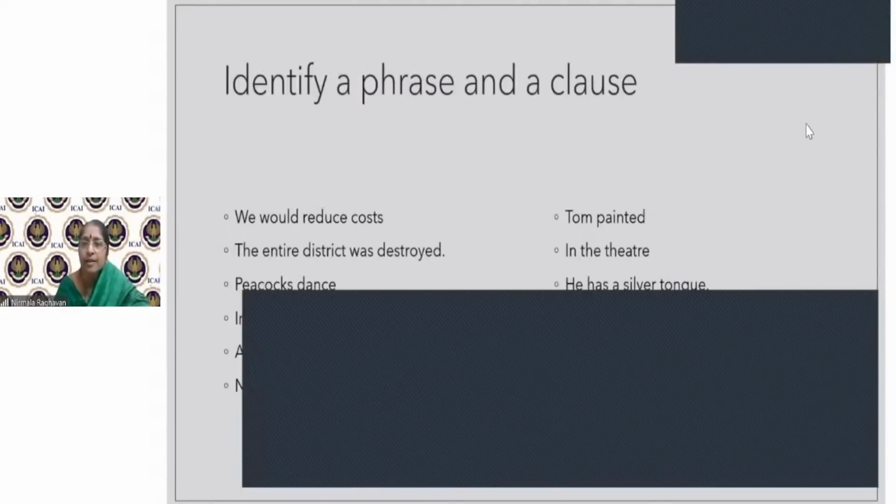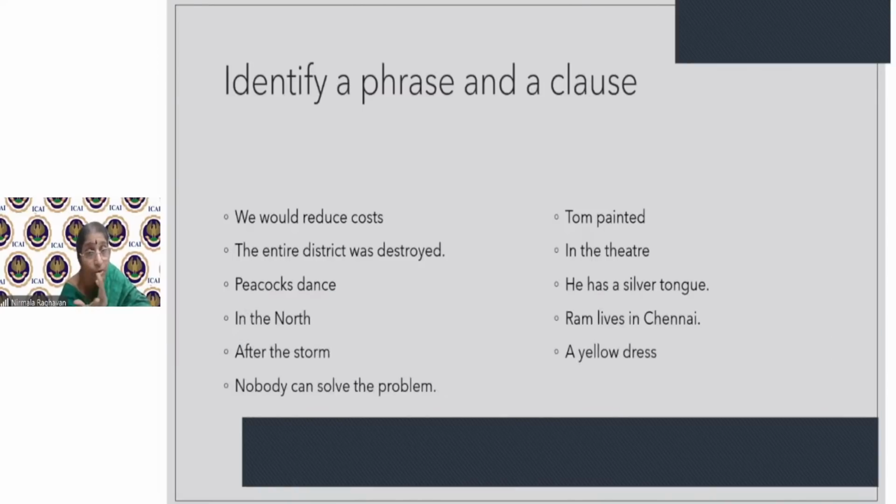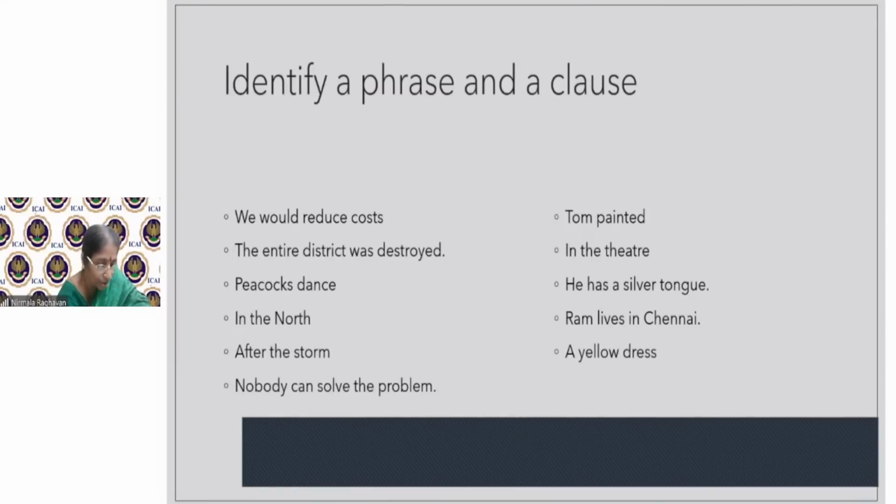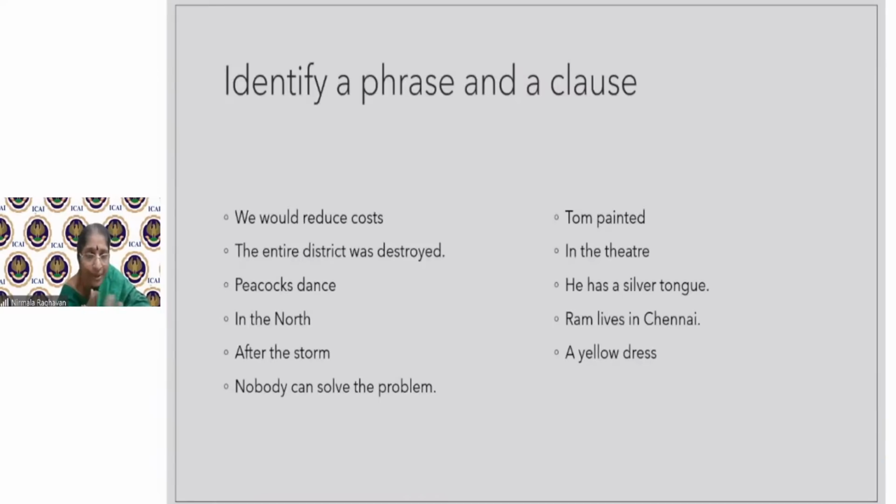Yeah, now we go back to identify a phrase and a clause. Come on, here is an exercise. For example, "we would reduce cost." "We would reduce cost" is the main clause. Then the next one. So quickly write down here. Post here in the chat box which is a phrase and which is a clause. Quick. And I'll give you 2 minutes to post your answers, and then I will move on.